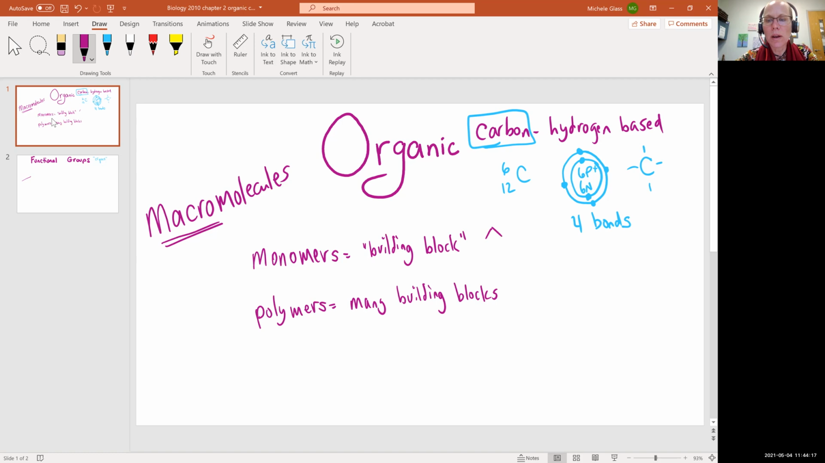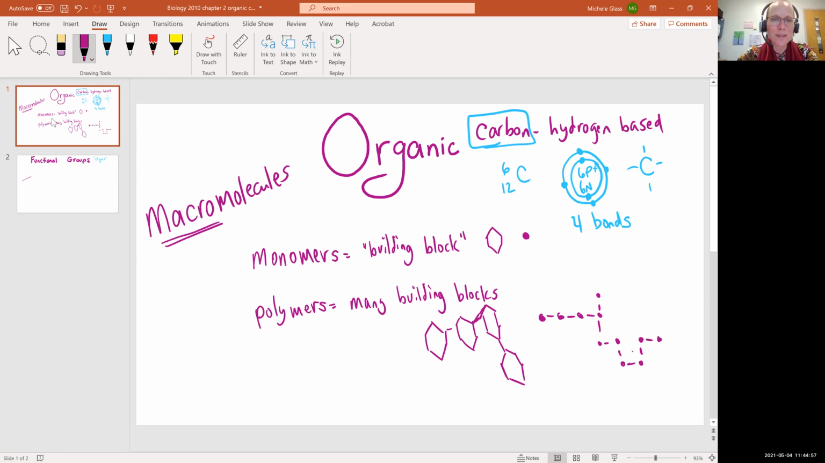So if our building block was something like this, then our polymer would be lots of these linked together in some pattern. Right, so a simple way of doing that is also just to like make a bead and then link together your beads. And again, you can start going really elaborate. There's lots of configurations because that carbon can form those 4 bonds. That's super significant.